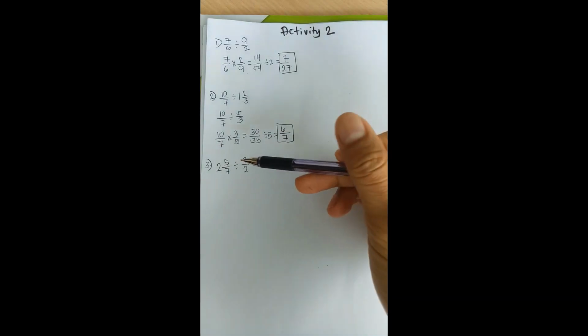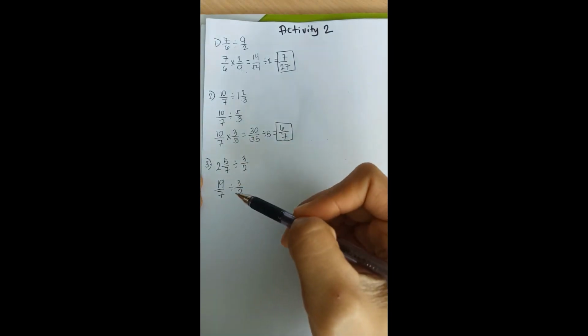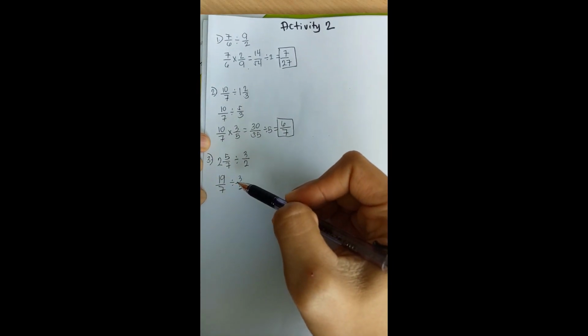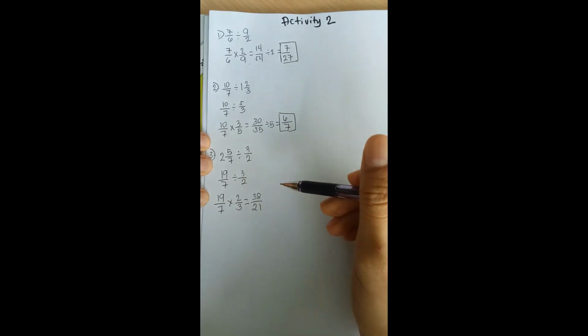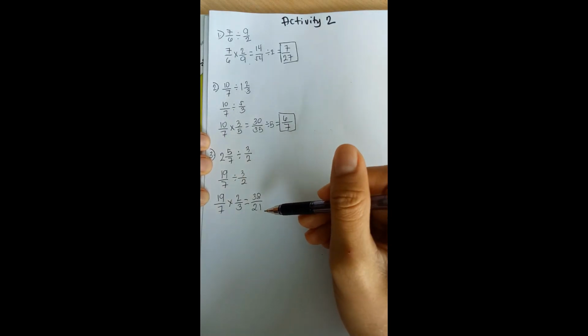Next problem, we have 2 5/7 divided by 3/2. Convert your mixed fraction to an improper fraction. Then flip one of the fractions and change the sign to times. Now multiply your numerators, 19 times 2, and denominators, 7 times 3. Now we get the answer 38 over 21.